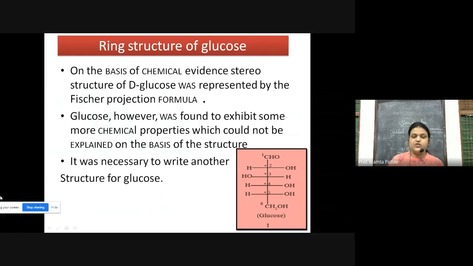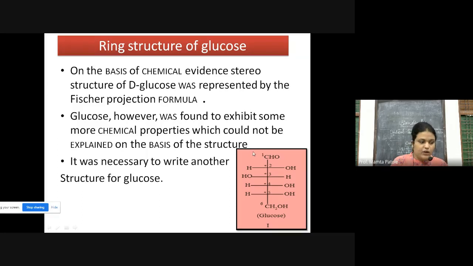Now dear students, we move on to the ring structure of glucose. We have seen the straight structure of glucose, right? Now we will be moving on to the ring structure of glucose. On the basis of chemical evidences, the stereostructure of D-glucose was represented by the Fisher projection formula. The formula which you can see on your screen is the Fisher projection formula.